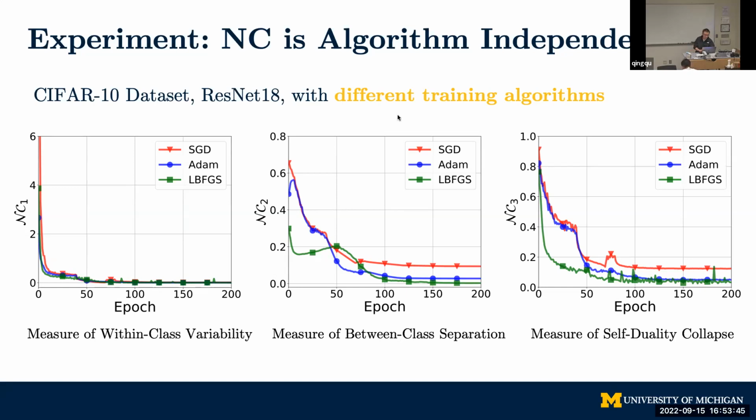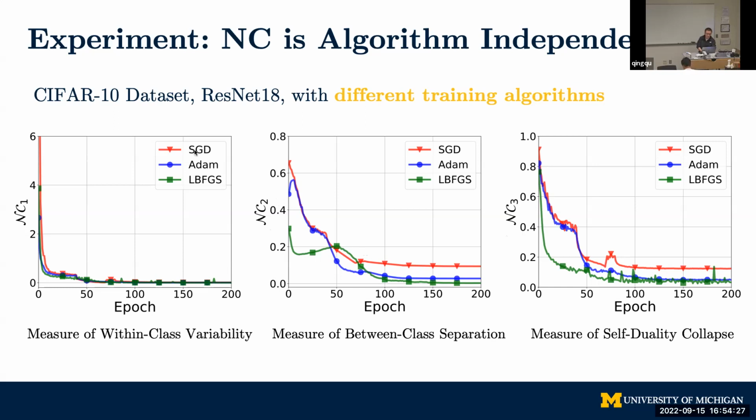Here, for each individual figure, the x-axis denotes the training epochs, and the y-axis denotes each metric measuring neural collapse. NC1 to NC3 measure different aspects of neural collapse. The first measures the variability collapse. The second measures convergence to simplex ETF. And the third measures the duality convergence. The smaller these metrics are, the better the collapse is happening.